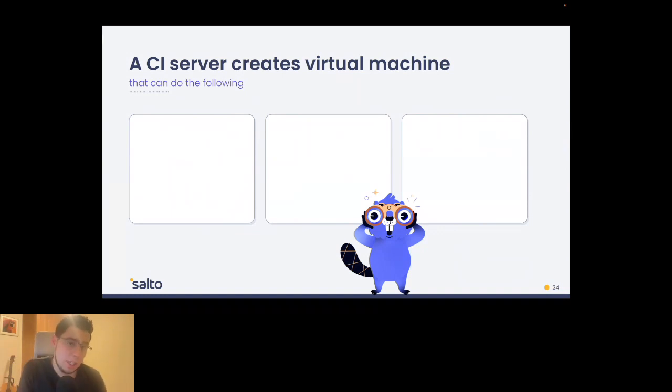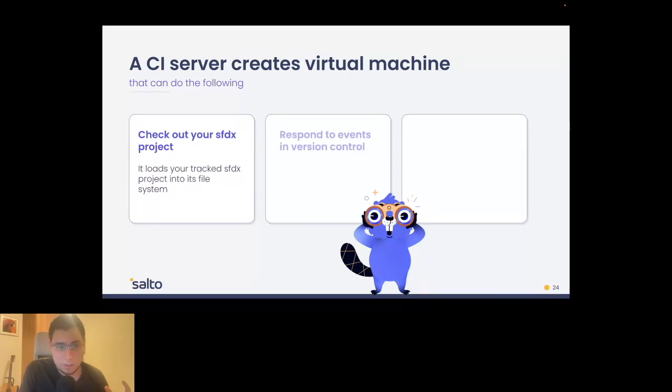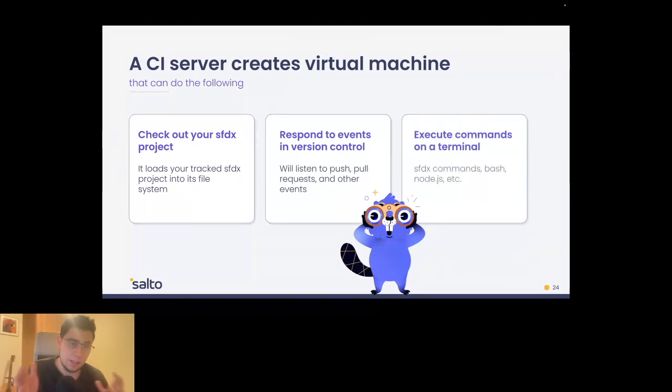And then that virtual machine can do a few things. First, it can connect to your Git repository where you have your SFDX project, and it can download that project into its local file system. Then the virtual machine or the CI server can respond to events in your version control system, again, if you're doing a push or maybe creating pull requests. And in response to those events, the CI server can then execute commands on the terminal of that virtual machine that was created automatically for you. And those commands are the same commands that you would run manually yourself, like SFDX commands or bash or node.